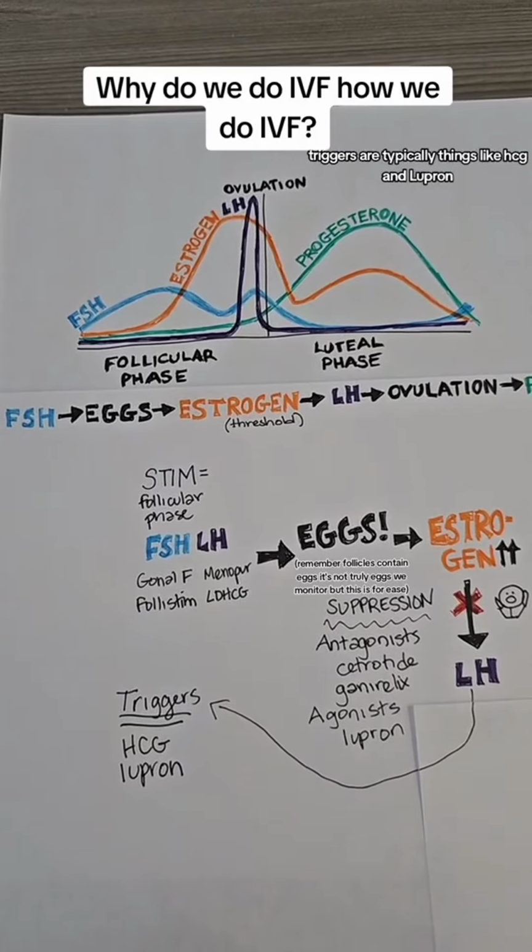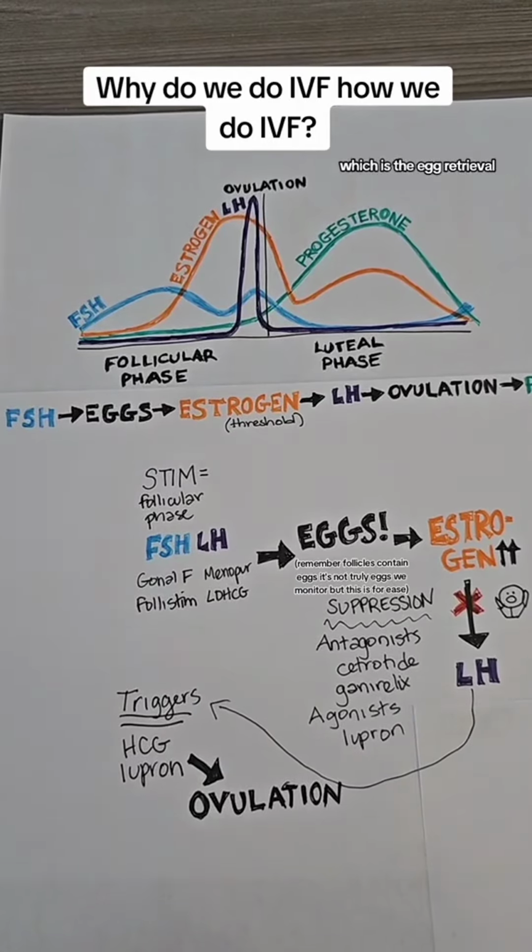Triggers are typically things like HCG and Lupron. And these triggers that are supposed to mimic the LH surge do what? They lead to ovulation, which is the egg retrieval.